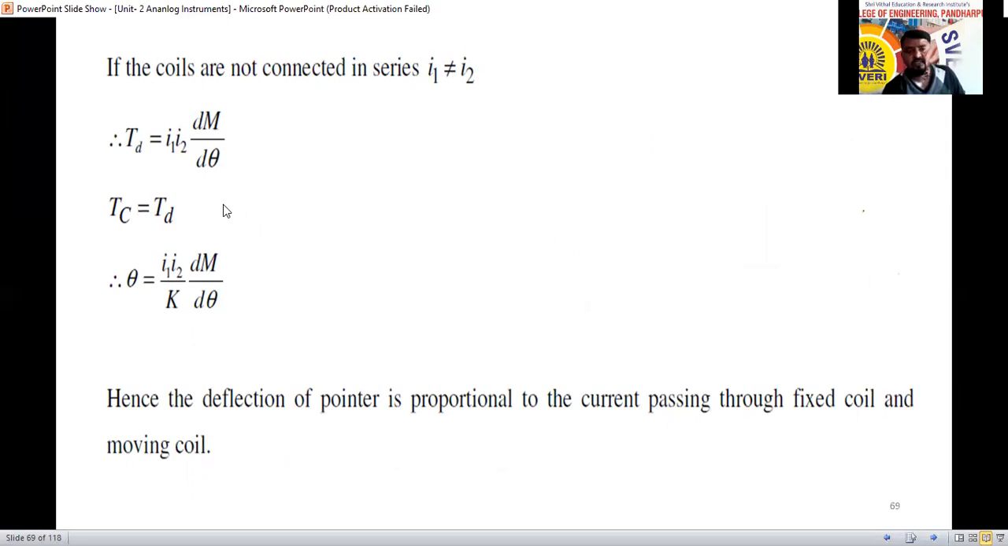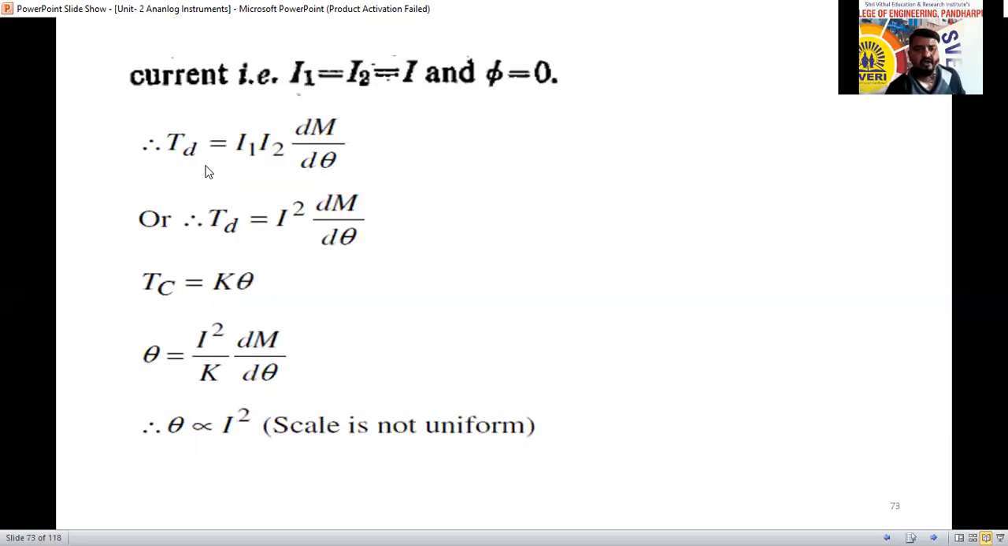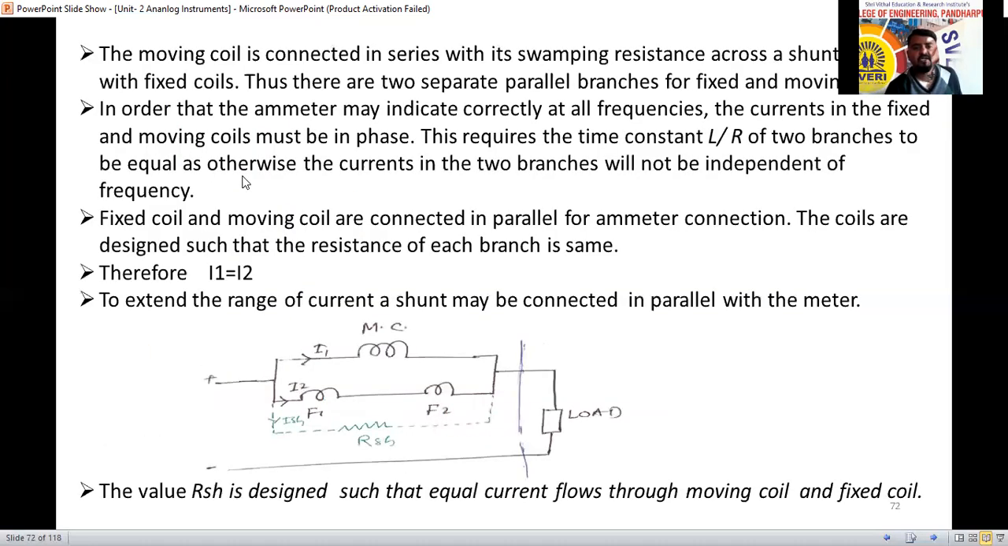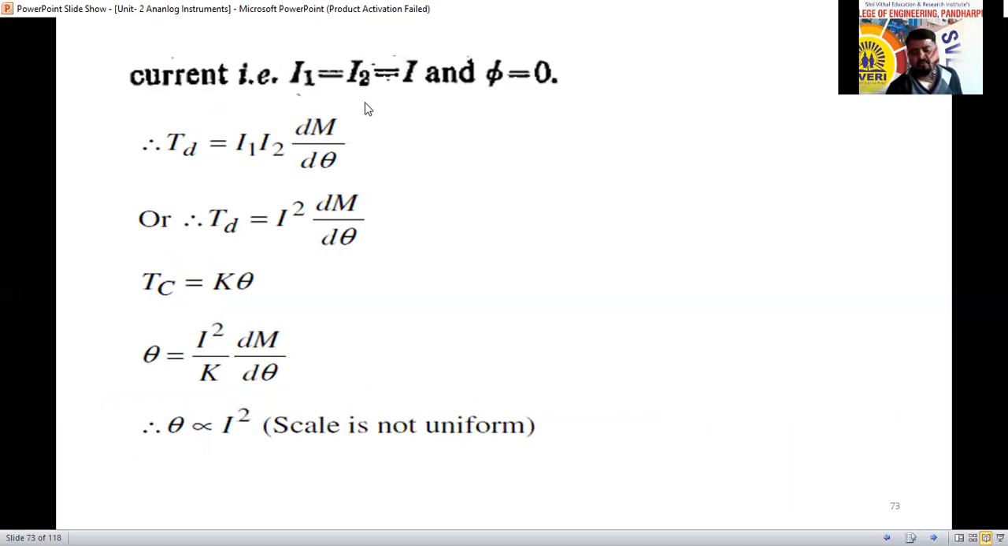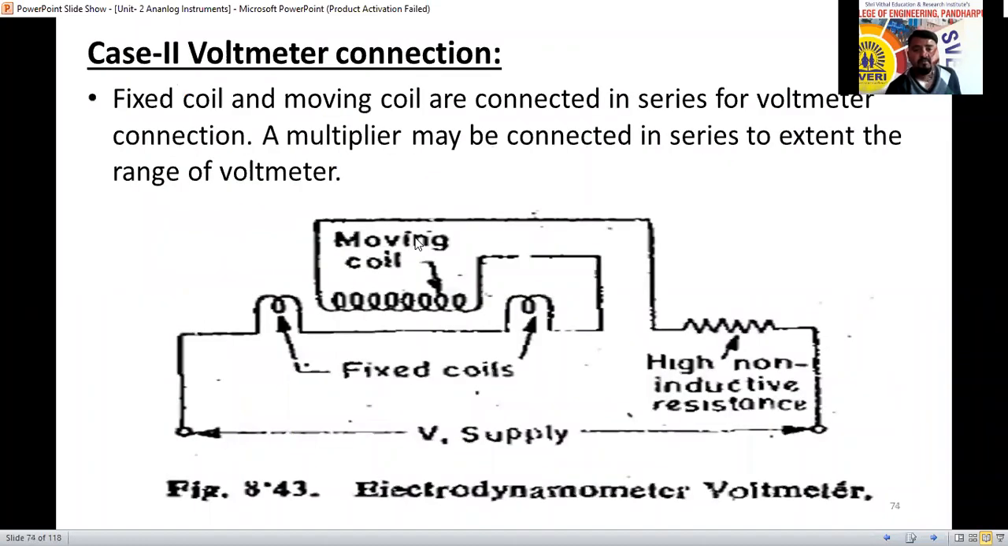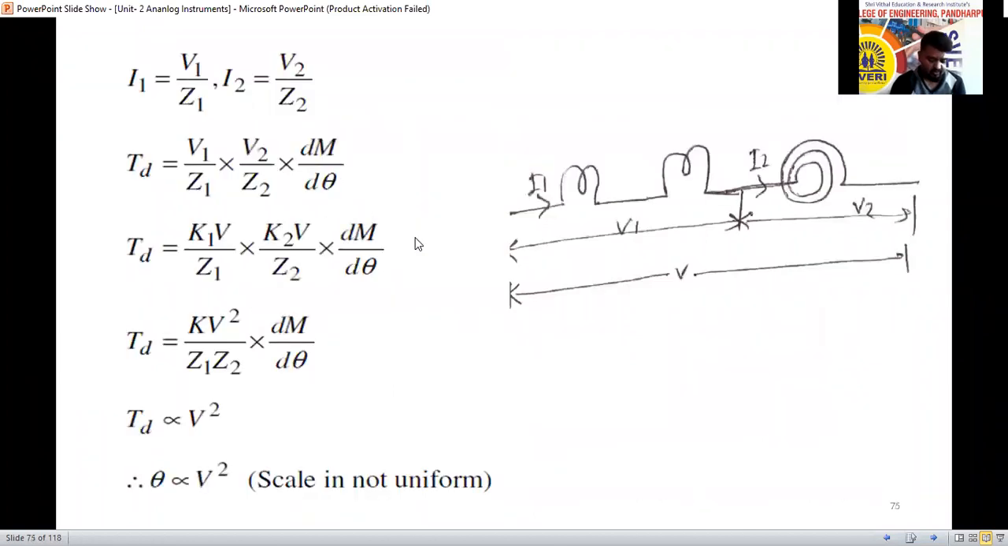So based on this torque equation, how can we derive it here? For the ammeter connection, I1 was equal to I2, because we made the voltage drop across the moving coil and the fixed coil equal. For that reason, TD was I square dM by d theta. But for the voltmeter connection, first we have to derive the equation for the current here now.